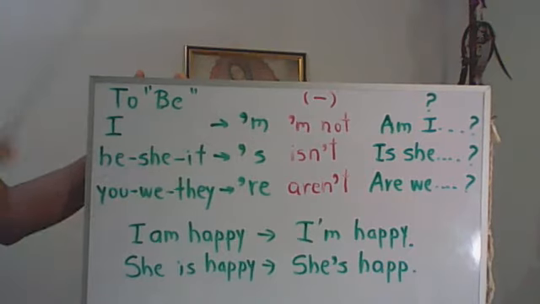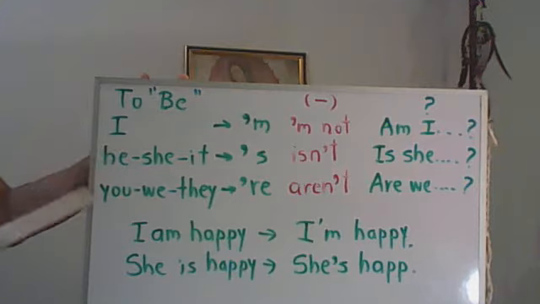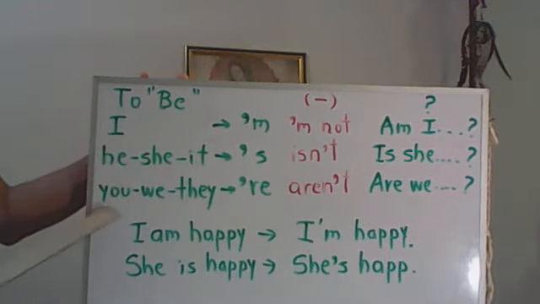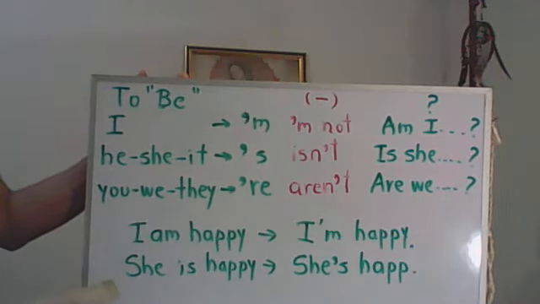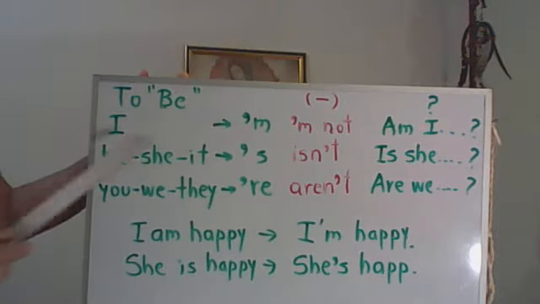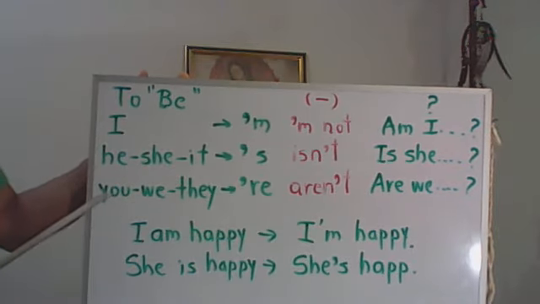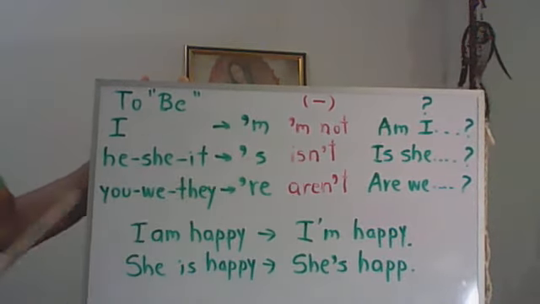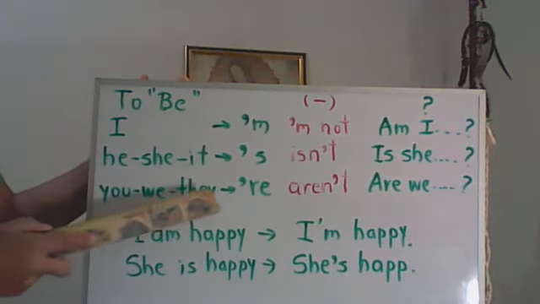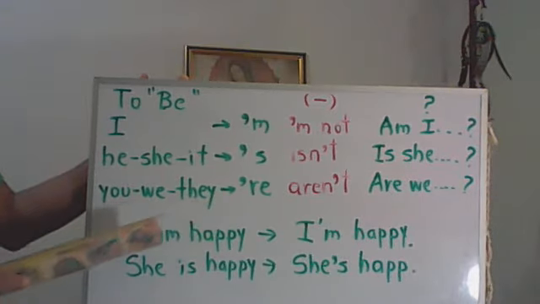am, is, and are. Here we have the subject pronouns: I, he, she, it, you, we, and they. For I, we use the form am. This is a contraction, I'm. For he, she, it, we use is. Apostrophe s is the contraction. And for we, you, and they, we use are. Here we have the contraction, apostrophe re.